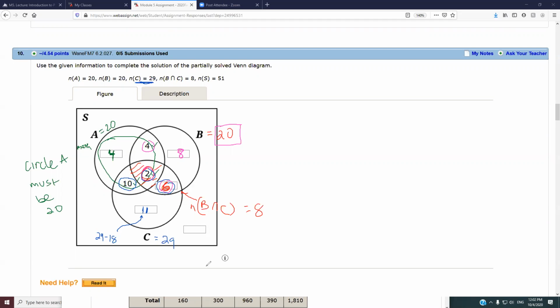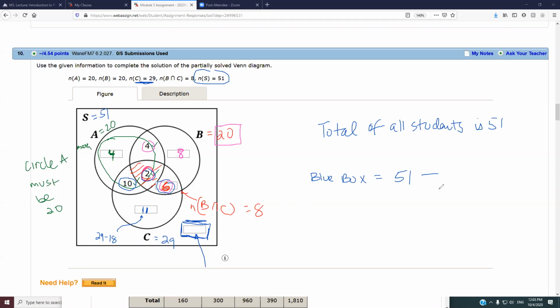All right, there's one more box left, which is right here. So this box is the students not taking any of the courses. Well, I know altogether this rectangle has to be 51. That's the universal set. Well, if the total of all students is 51, and I want to know the number of students in this blue box here, well, the blue box has to be 51 subtract all the other students that are in the circles.